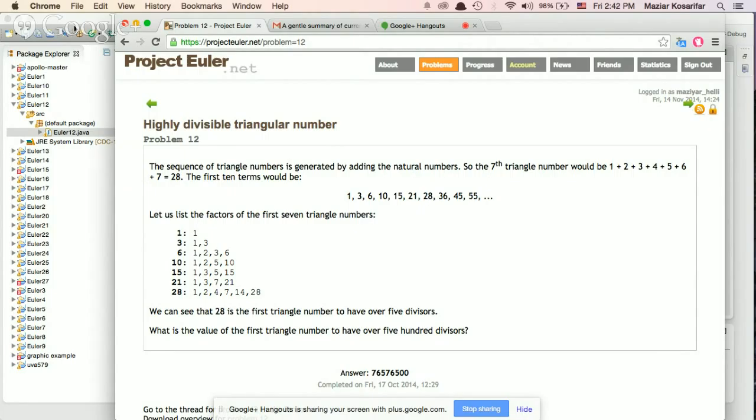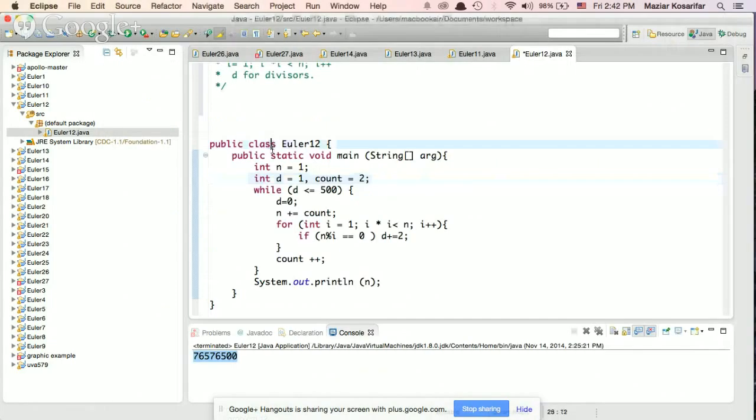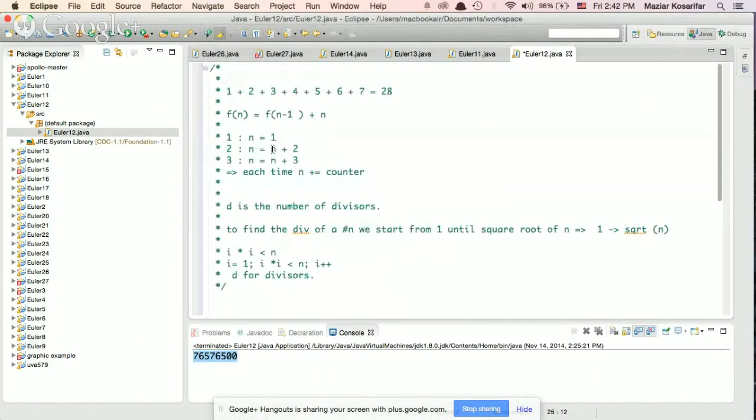So here's what we actually do. 28 is the sum of 1 until 7. So we know that for triangular numbers, if you want to write a recursive function, the recursive function would be like f of n is equal to f of n minus 1 plus n. So it's just to make the calculation easier.